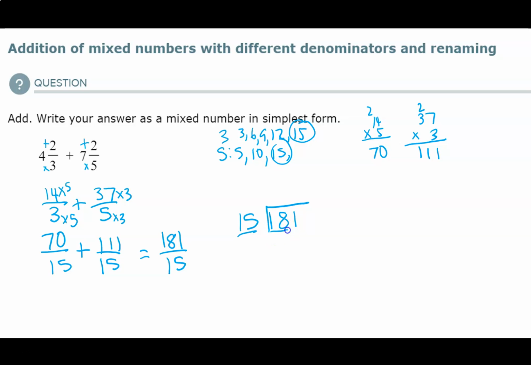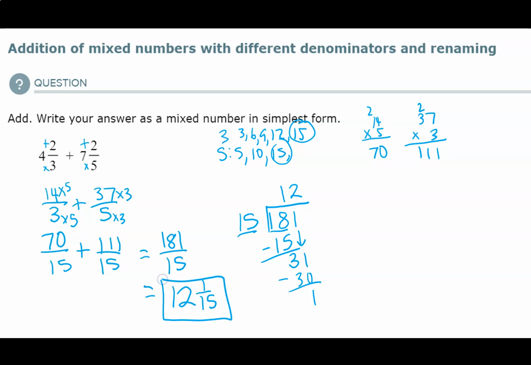Let's see, 15 goes into 18 one whole time. And 15 goes into 31 two times. So this gives me 12 wholes and then 1/15 more. So I do not have to simplify that fraction because 1/15 is simplified. All right, let's try another one.